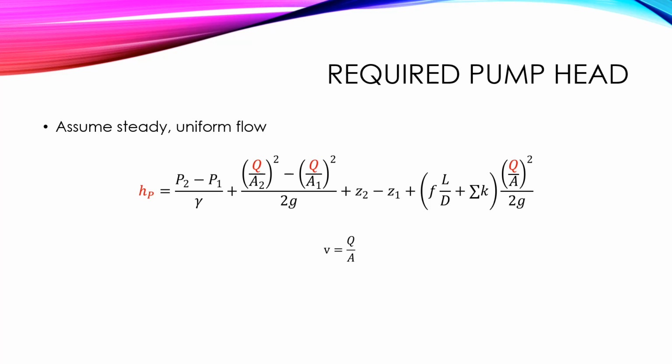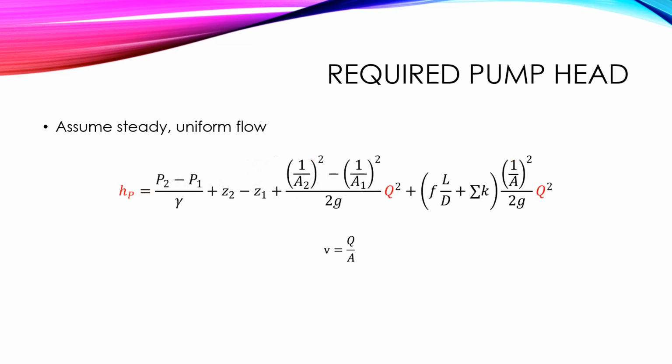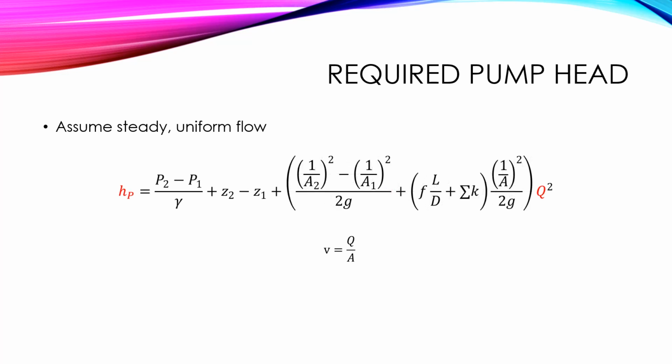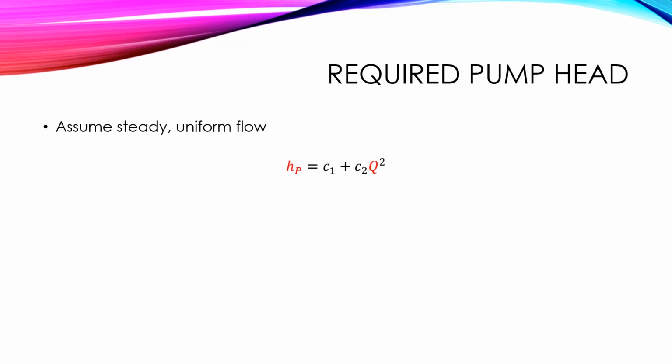Taking this equation, we can now separate all of the flow rate terms. This will give us an energy equation with two terms that do not relate to flow rate and two terms that relate to the flow rate squared. If we rearrange all of the non-flow rate terms on one side and all of the flow rate related terms on the other, we can assign them the coefficients C1 for the non-flow rate related terms and C2 for the flow rate related terms. This will give us a simplified expression for the required pump head of a system: pump head equals a coefficient plus a coefficient multiplied by the flow rate squared.